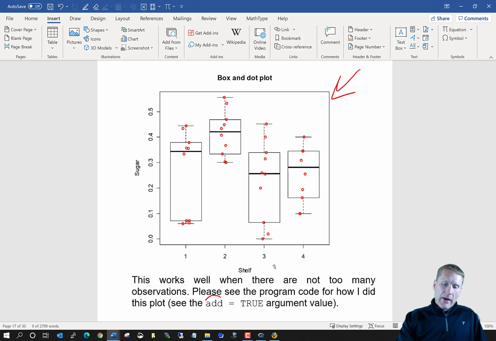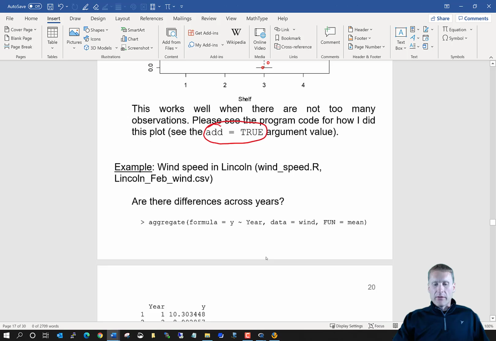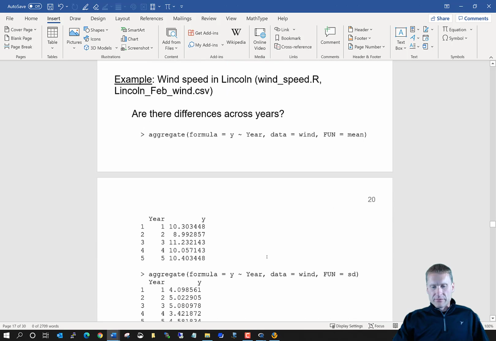The key to actually doing the overlay of the dot plot on top of the box plot is to use the add equals TRUE argument. Again, make sure you go through the code on your own so that you can see it. Okay, so now we're at the bottom, page 19. Let's take a look now at this wind speed example once again.